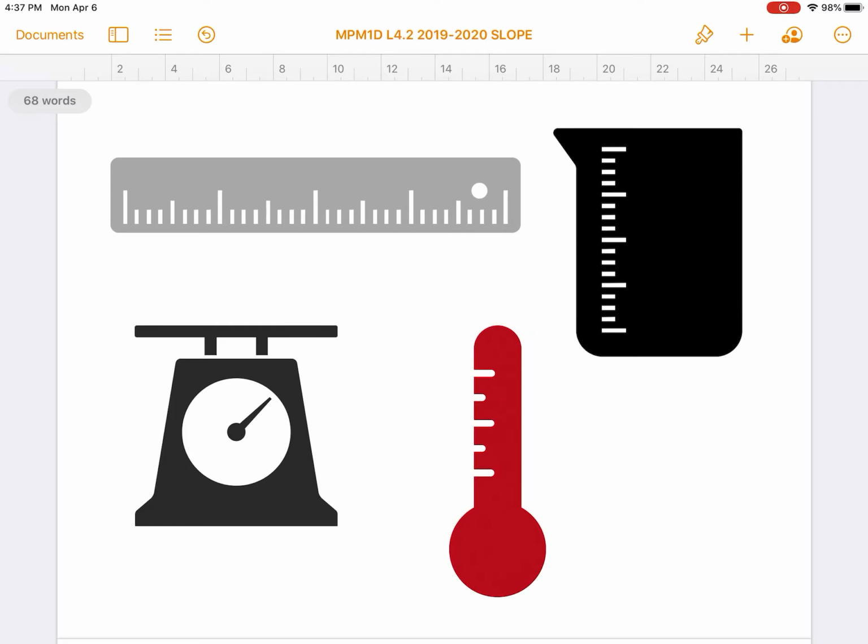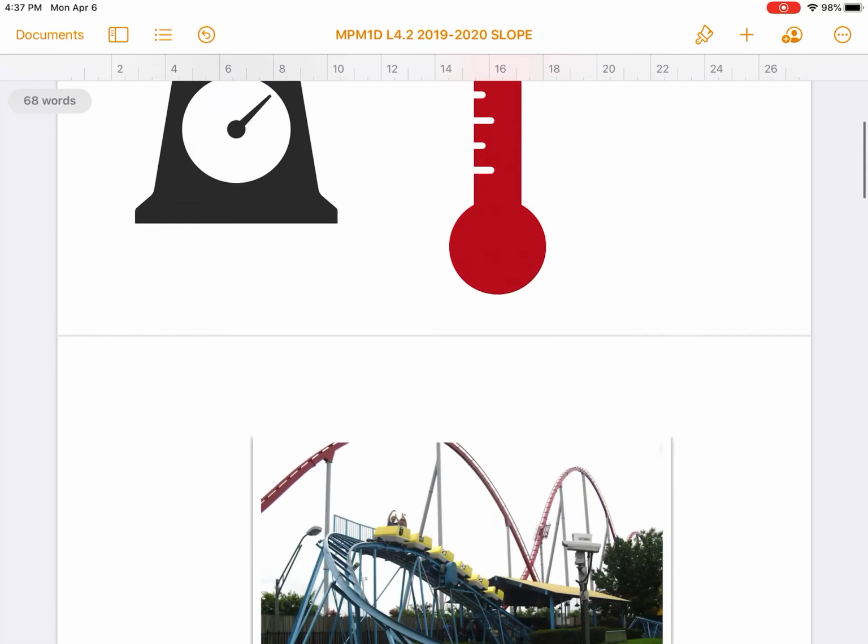We measure how much space something takes up in milliliters or in centimeters cubed when we're measuring volume. We can measure the temperature of something in degrees Celsius or degrees Fahrenheit. We can measure the weight of things, how heavy they are, by how many pounds or how many kilograms they are. Depending on what we want to measure, we use a different unit of measurement. So slope is just measuring the steepness of a line. Let me show you what I mean by that.